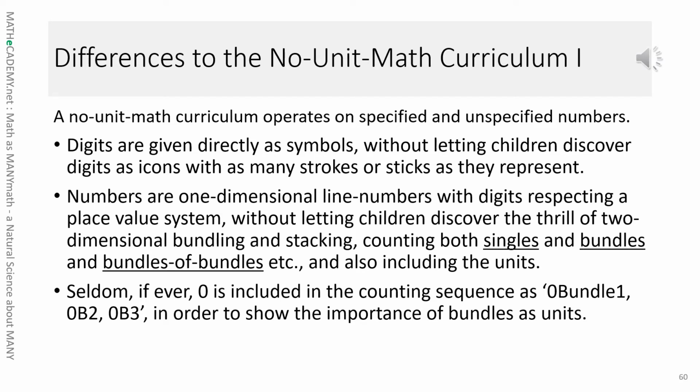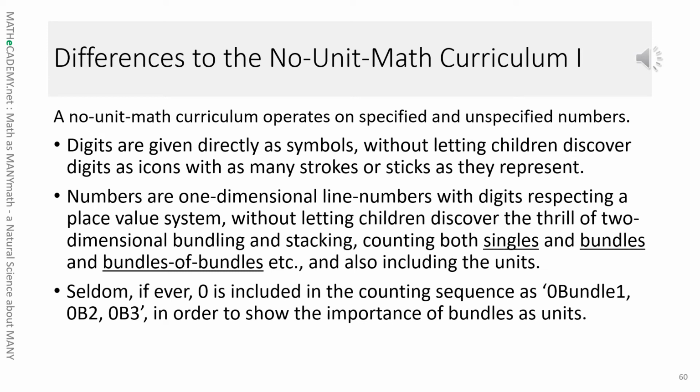Differences to the no-unit math curriculum. A no-unit math curriculum operates on specified and unspecified numbers. Digits are given directly as symbols, without letting children discover digits as icons, with as many strokes or sticks as they represent. Numbers are one-dimensional line numbers, with digits respecting a place value system. Without letting children discover the thrill of two-dimensional bundling and stacking, counting both singles and bundles of bundles, etc., and also including the units. Seldom, if ever, 0 is included in the counting sequence as 0 bundle 1, 0 bundle 2, 0 bundle 3.